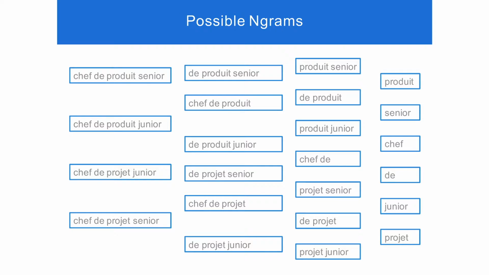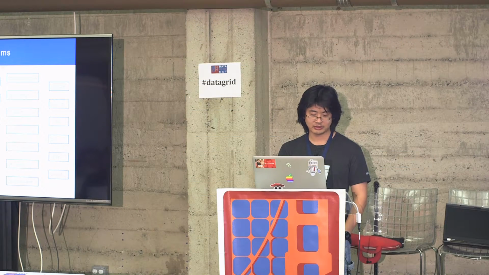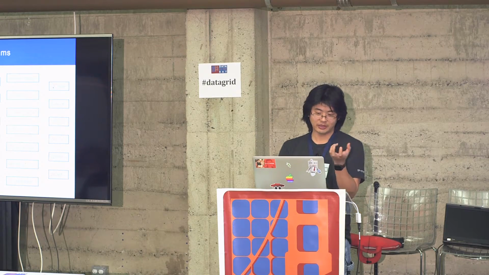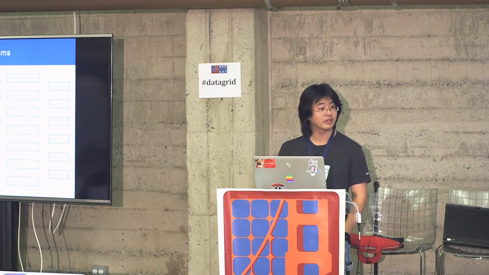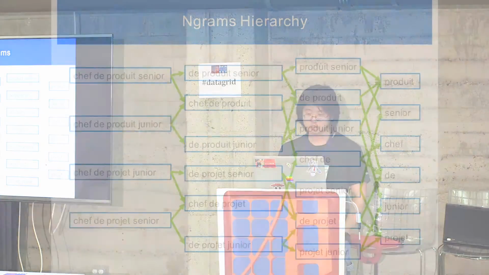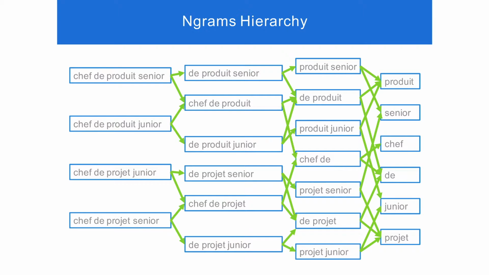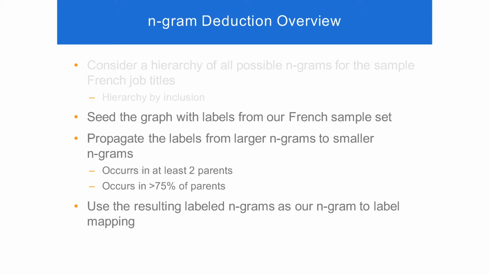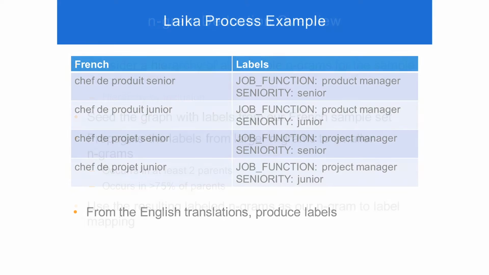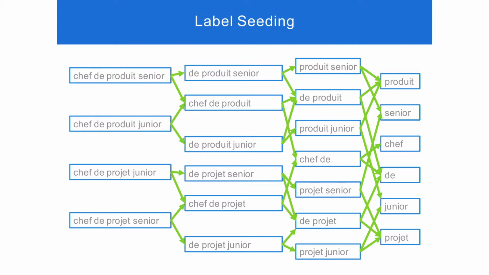And furthermore, if we look at them, there's an inclusion relationship between the smaller n-grams and larger n-grams. In particular, each smaller n-gram is fully included in some larger n-gram. It's a substring of it. So we can use that to define a partial order and get a graph out of this set of n-grams. So now that we've defined the n-grams hierarchy, we can go back to our steps. The next step is to seed the graph with labels from our French label set. As a reminder, here are the labels we got for our initial French job titles. We will add that to our hierarchy on the full forms of the job titles.